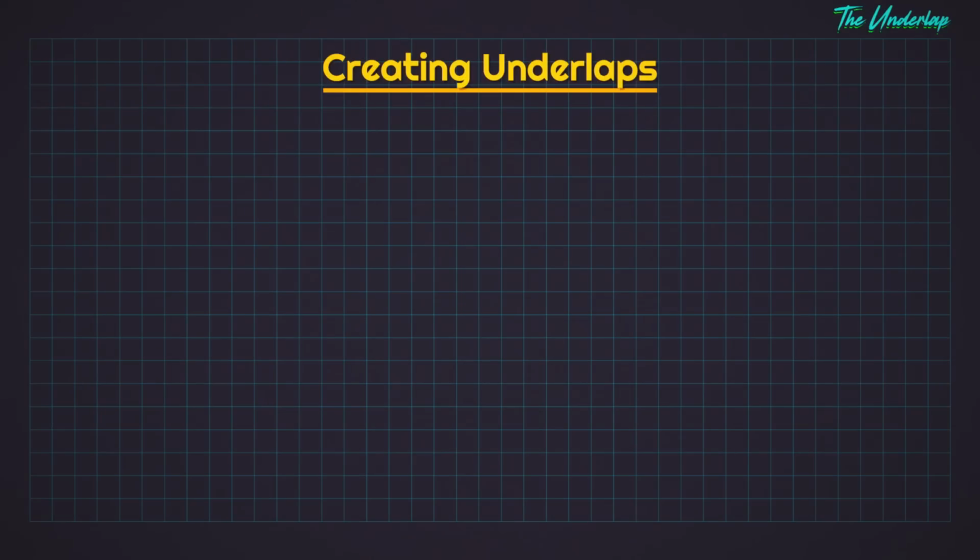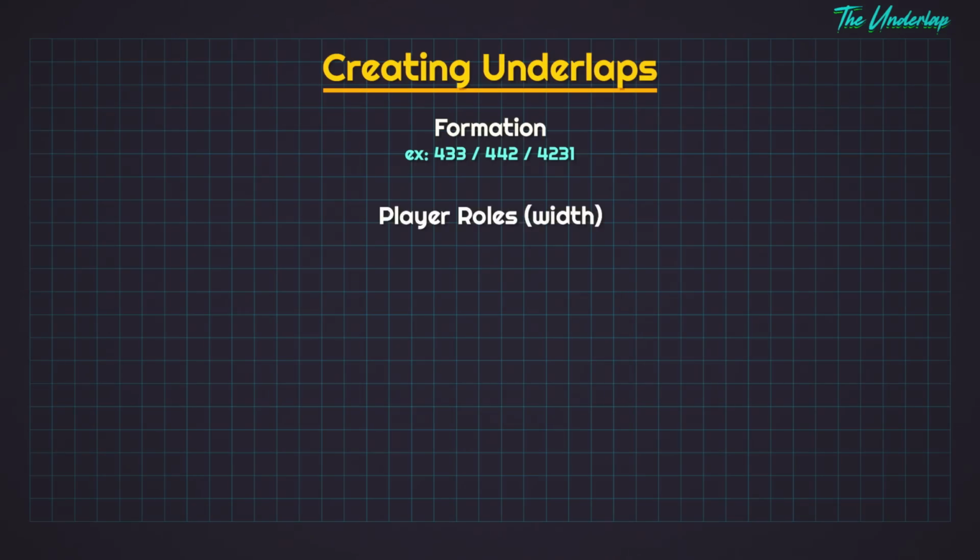There are three main elements used in creating underlaps, and the first place to start is your formation. For underlaps, I like formations that have two players on each flank. So something like a 4-3-3, a 4-4-2, or a 4-2-3-1. Next, we need some player roles, but there's a little more to it than that, because to create the underlap, we need somebody to stay wide to create space for his teammates' movement. Roles that stay wide include the winger, the wide midfielder, and the wide target forward.